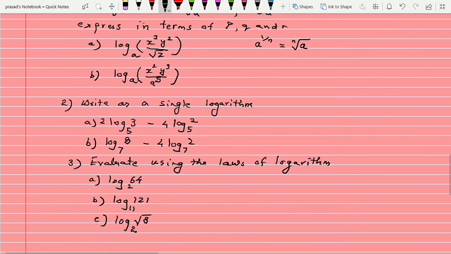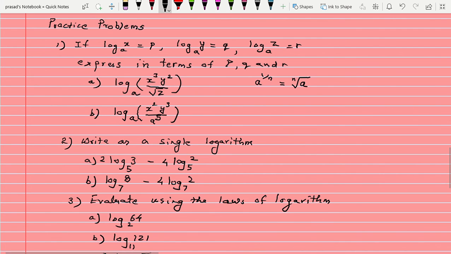So try these problems for homework, and in the next class we'll solve some equations using logarithm.